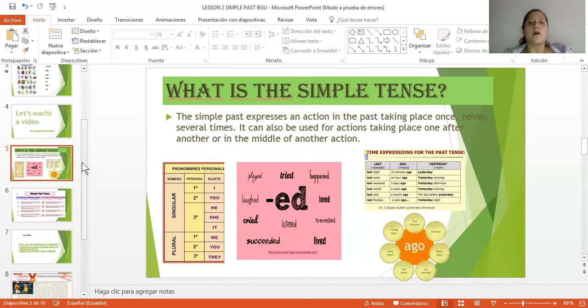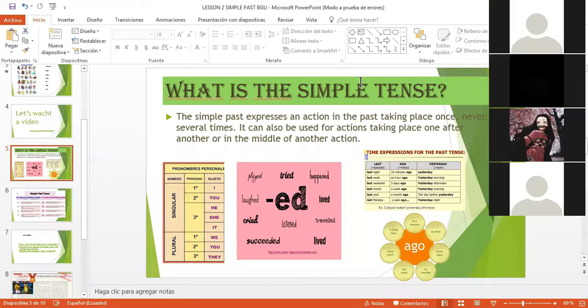Okay, I'm going to make a summary. I'll try to do it quickly, okay? What is the simple past tense? The simple past tense expresses an action that happened in the past, taking place once or several times, but in the past. An action in the middle of another action. And remember, when you make a sentence, you always have to write a subject, the verb, and the complement.